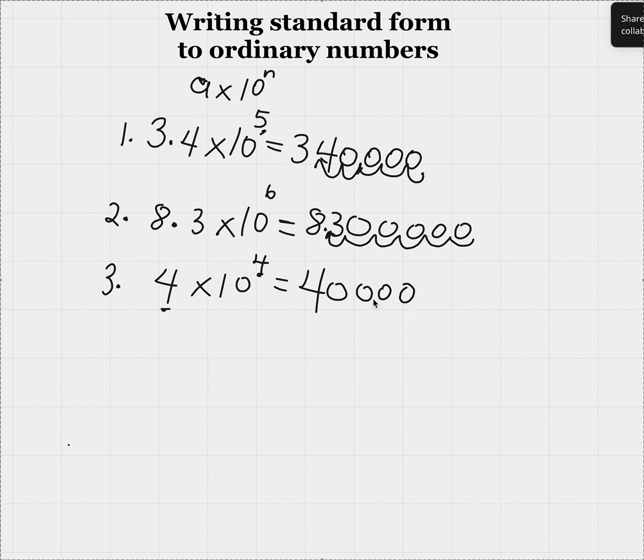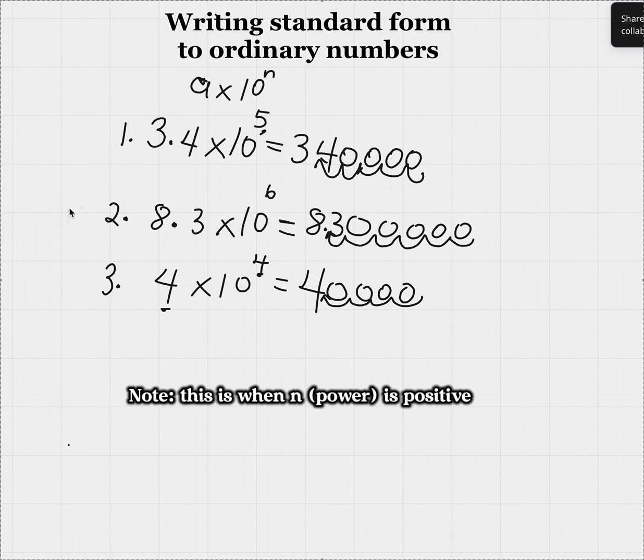So let's move it 4 times to see if the decimal point will be before the 4. So let's try that. 1, 2, 3, 4. And so once it comes here, it means our answer is right. So that is one easy way to understand writing standard form to ordinary numbers.